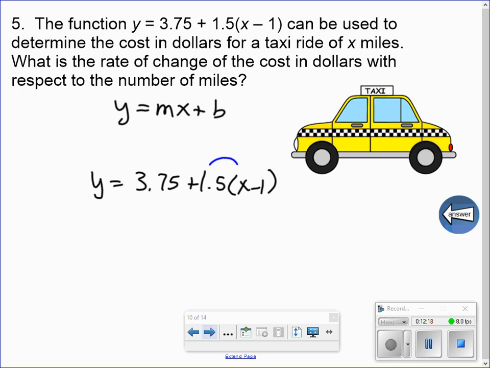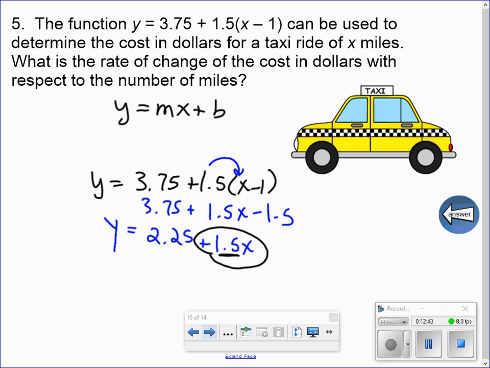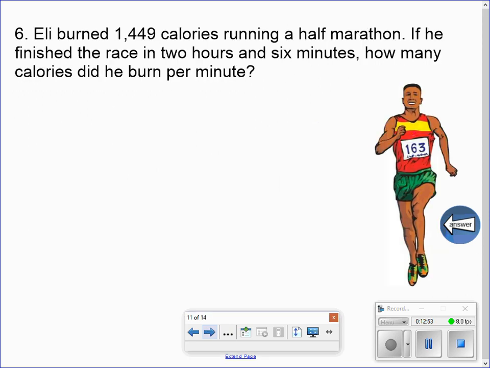So here we distribute: 1.5x minus 1.5, plus 3.75. We could combine like terms here, so if I subtract 1.5 from 3.75, this would be 2.25 plus 1.5x. That would combine those. And then we're looking for the mx part. That would be this part right here, and the slope would be 1.5 dollars per mile. So $1.50 per mile.